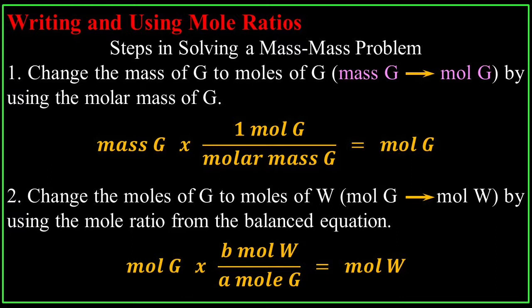Number two, change the moles of G to moles of W. Mole G to mole W by using the mole ratio from the balanced equation. Now, mole G times B mole W over A mole G, where A and B are from the equation, equals mole W. So that's what we're going to do. Those are the first two steps in solving a mass-mass problem.